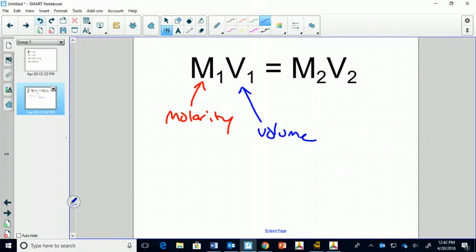By 1 and 2, I just mean here's the molarity and volume I start with, here's the molarity and volume I end with. And if I know 3 of these things, I can certainly find the 4th. If I start with a certain molarity and a certain volume, and I want to know how much fluid I have to make to get this new molarity, we could figure that out. So let's try.